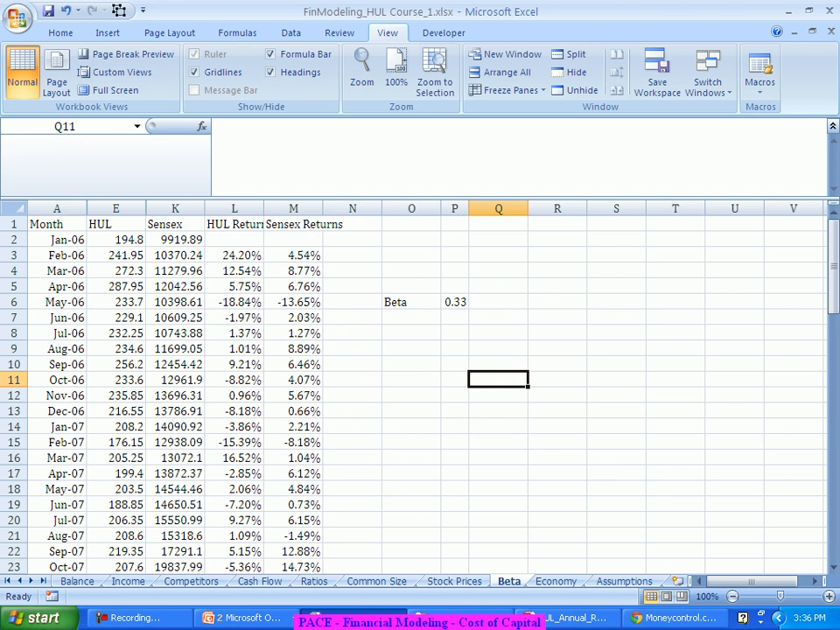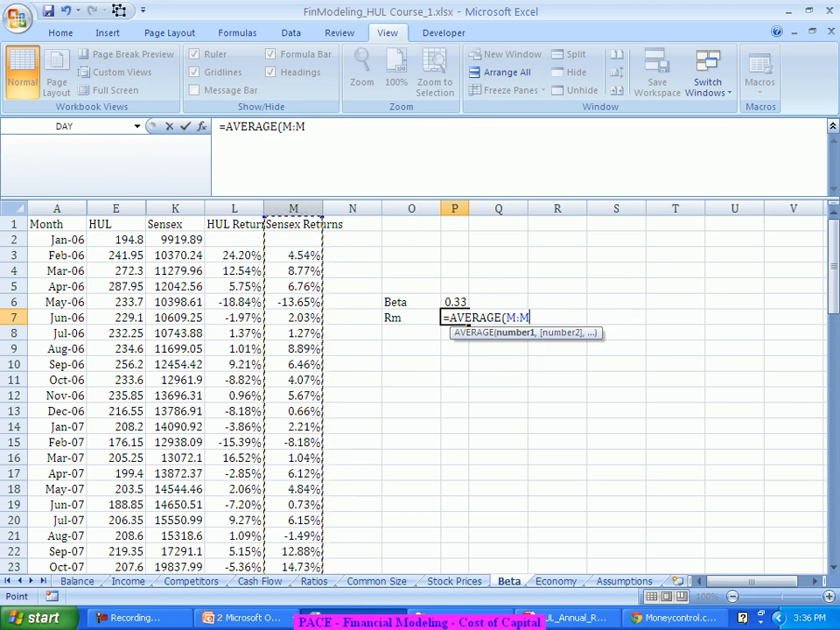Because it is less risky, the return expectation also should be lesser. So the expected return comes with that formula, RF plus beta times (RM minus RF). Now how do I get my RM? The return on the market is nothing but the average return of the Sensex, which I will get by taking the average of all these numbers. Average Sensex return. But this is monthly return. Average monthly return. But I want annual return. So I will multiply this by 12.